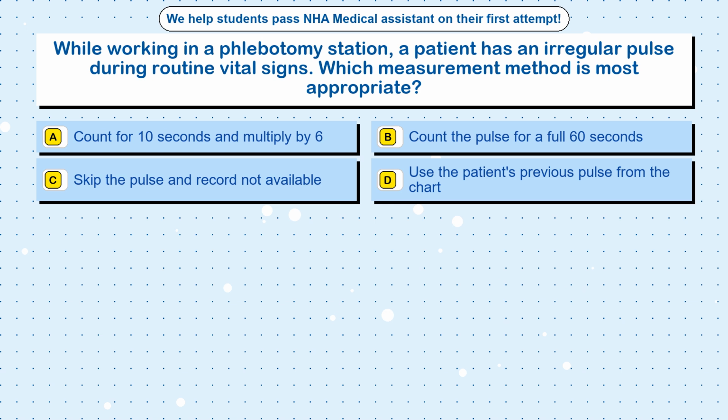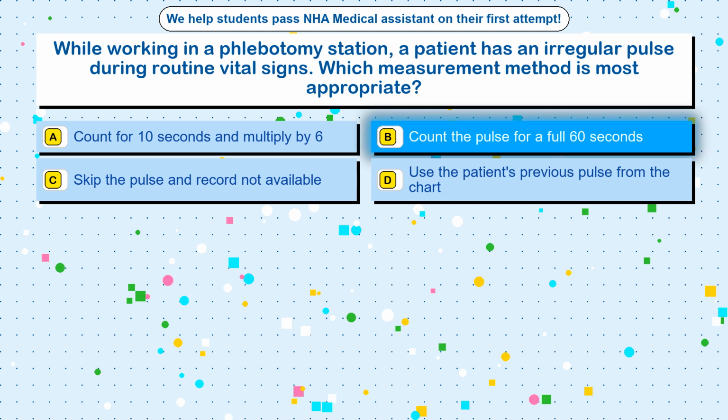Question 60. While working in a phlebotomy station, a patient has an irregular pulse during routine vital signs. Which measurement method is most appropriate? Option A, count for 10 seconds and multiply by 6. Option B, count the pulse for a full 60 seconds. Option C, skip the pulse and record not available. Option D, use the patient's previous pulse from the chart.